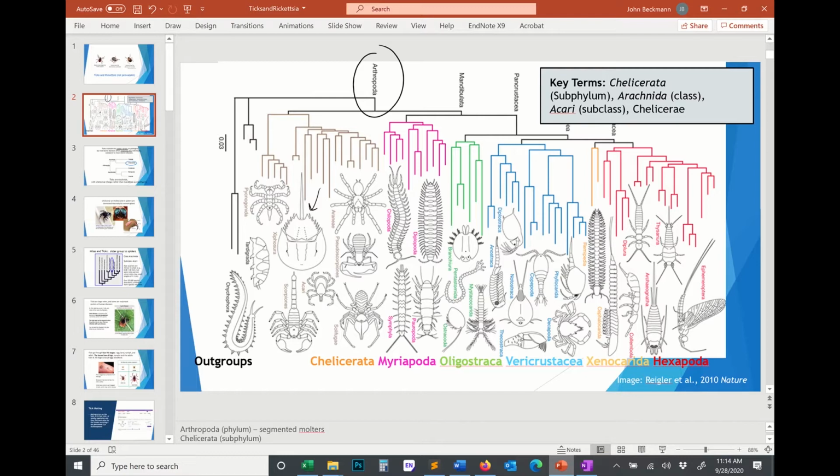So arthropods are segmented molting organisms. So segmented, they have segments, and they molt, which means they have an extra cuticle, like a hard shell. And so to grow, they need to, I already explained this once, they need to shed that extra skin so that they can grow larger. So that's what molting is. So all these are segmented molting organisms.